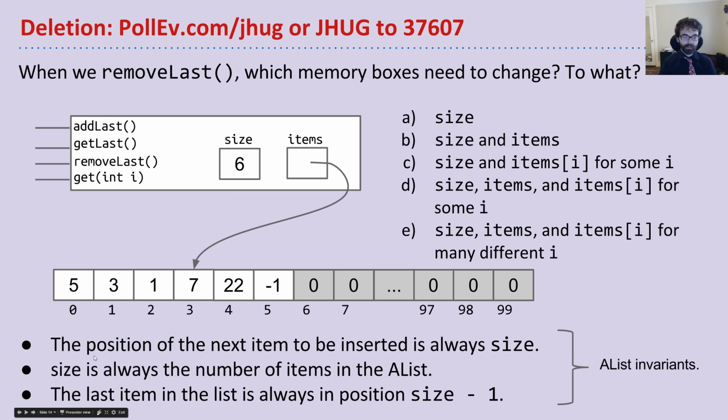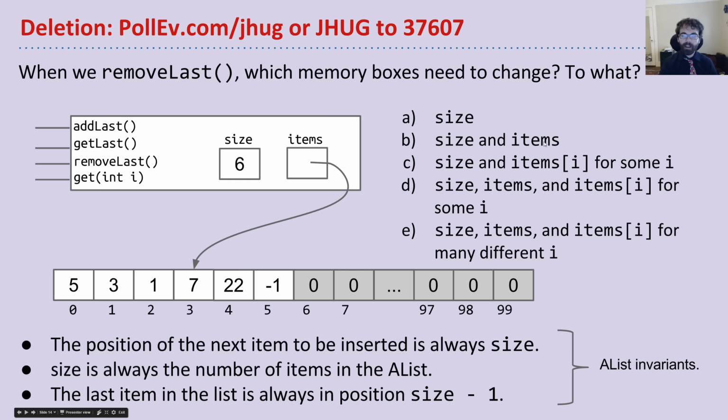Okay? We also need it so that size is always the number of items in the AList, and the last item in the list should always be in position size minus 1. In other words, if we removeLast and change size from 6 to 5, we'll see that the last item in the list is indeed in position 4, which is 5 minus 1, or 4.